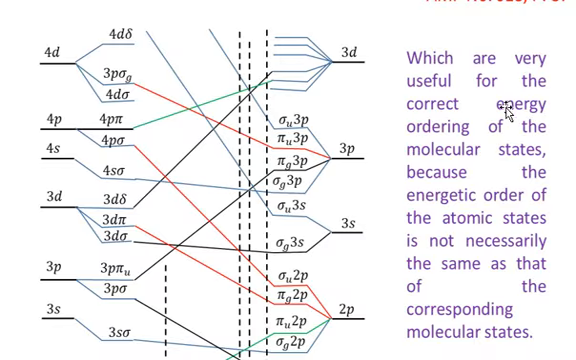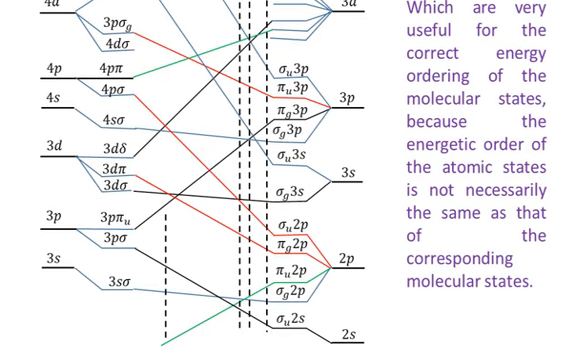Which are very useful for the correct energy ordering of the molecular states, because the energetic order of the atomic states is not necessarily the same as that of the corresponding molecular states. So you see that this correlation diagram will help us, on the basis of the atomic states, to correlate them with the molecular states. So the molecular states can be perfectly predicted in energy.